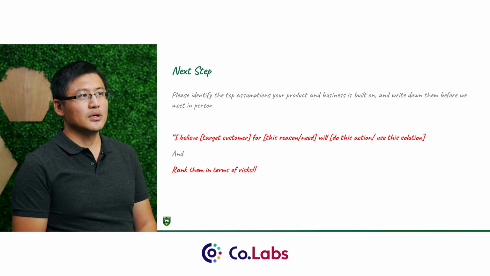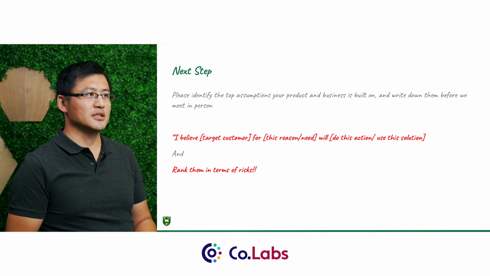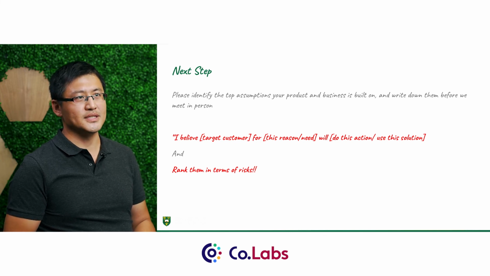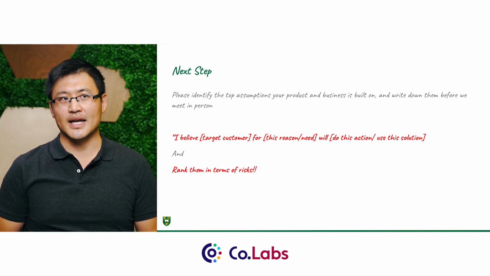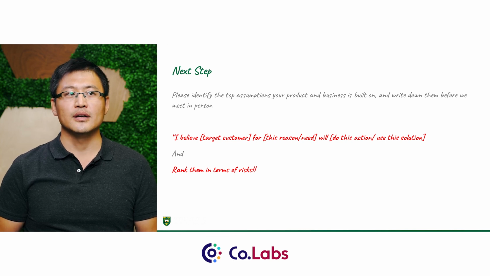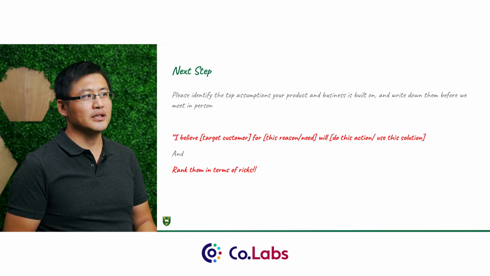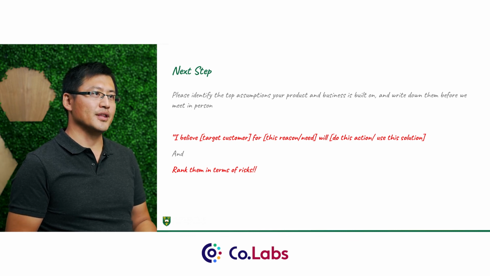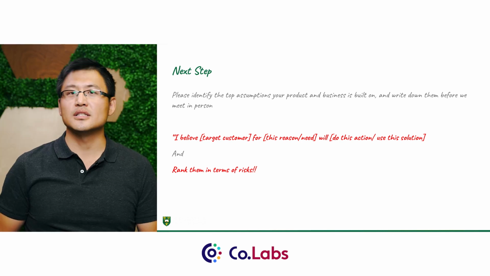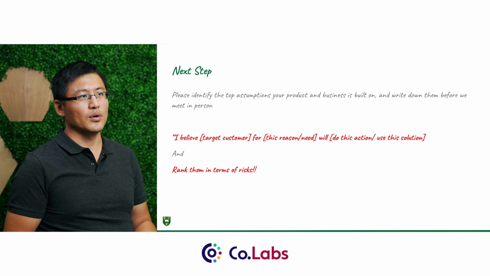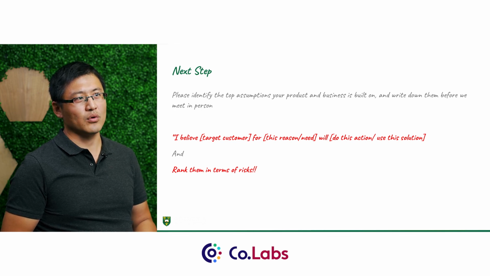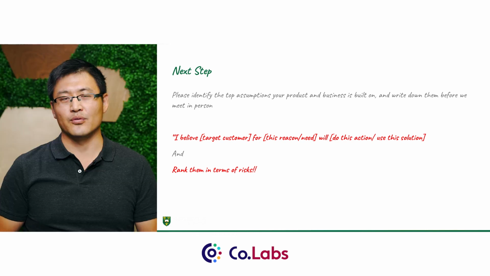For the next step, start to think about the assumptions you have for your product and your business. Complete lots of interviews if you don't have confidence in the data. Do those, then come back and write all the assumptions down, following the basic structure: I believe my target customers, for this reason or need, will do something and use my solution. Then rank them in terms of risk. Once you have three to five of them, we can work on them in person in our workshop, focusing on designing experiments, following to the next stage.